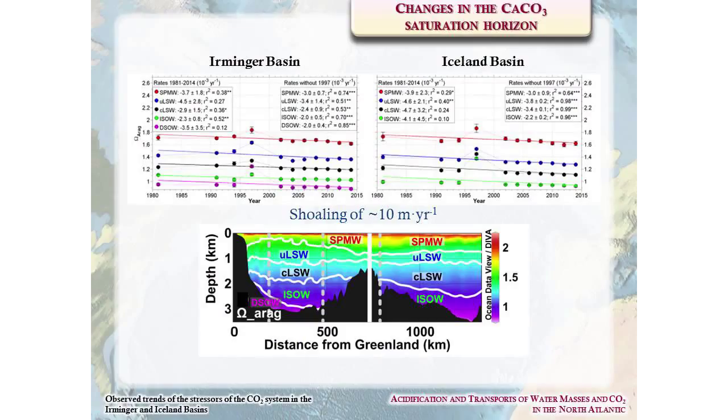Regarding the saturation state of calcium carbonate, on the lower panel you can see the mean saturation of aragonite for the section. You can see that the surface and intermediate waters are saturated in aragonite, which is represented by a saturation state over 1, and the waters below 2500 meters depth are unsaturated in aragonite. The top panels represent the long-term evolution of the mean values of the saturation state of aragonite for the Irminger and Iceland basins.